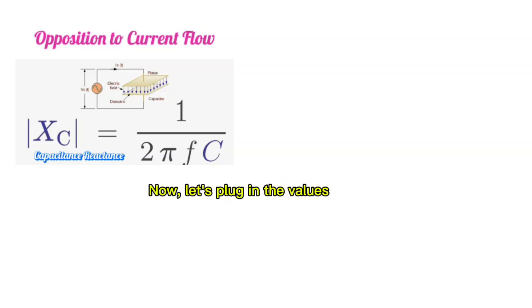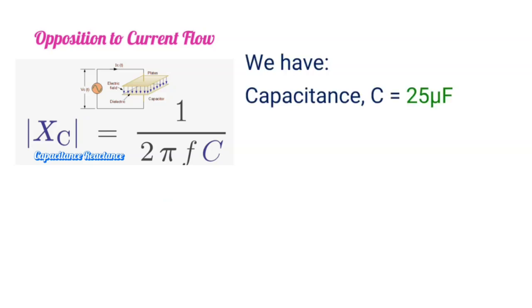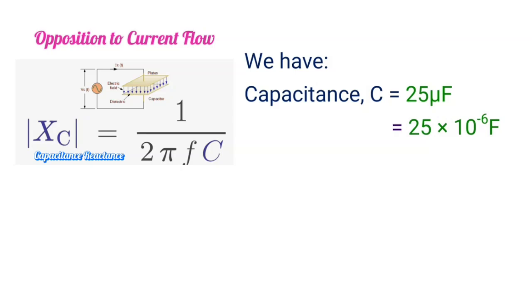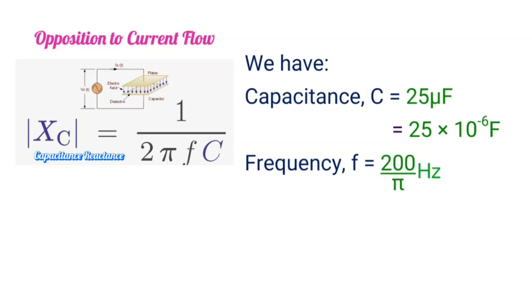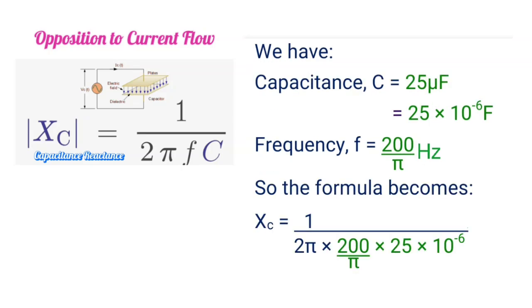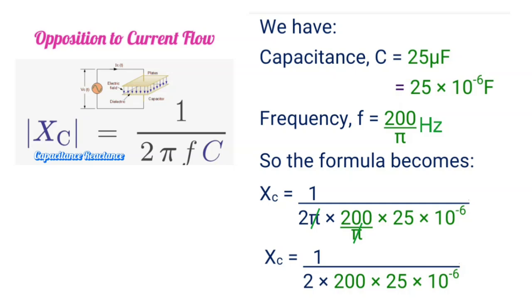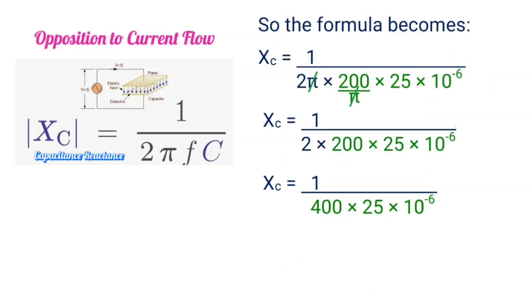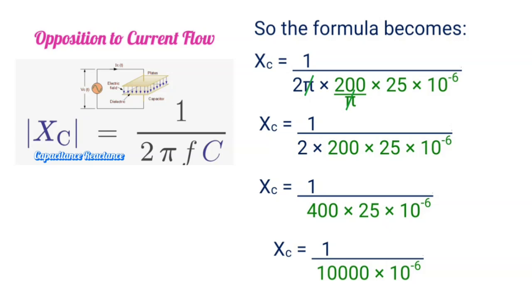Now let's plug in the values. We have the capacitance C is equal to 25 microfarad, which is 25 times 10 raised to power minus 6 farad. Frequency F is equal to 200 divided by pi Hz. So the formula becomes Xc is equal to 1 divided by 2 pi times 200 over pi times 25 times 10 raised to power minus 6. Below here, pi will cancel pi, and 2 times 200 will be 400. 400 times 25 will be 10,000.